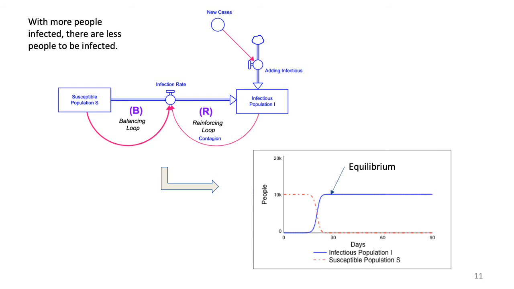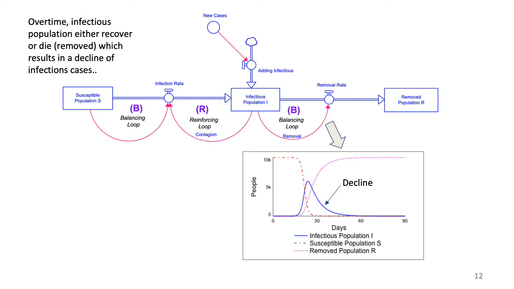Now the question comes, will the stock of infectious people remain at that level? Actually, no. The stock of infectious people will decline, as you can see on the blue curve, where people either recover or die. It is shown through a connection between the stock of infectious population and the removed population. The chart shows a decline in the number of infectious population as the declining blue curve, and a growth in the removed population as the growing magenta curve.